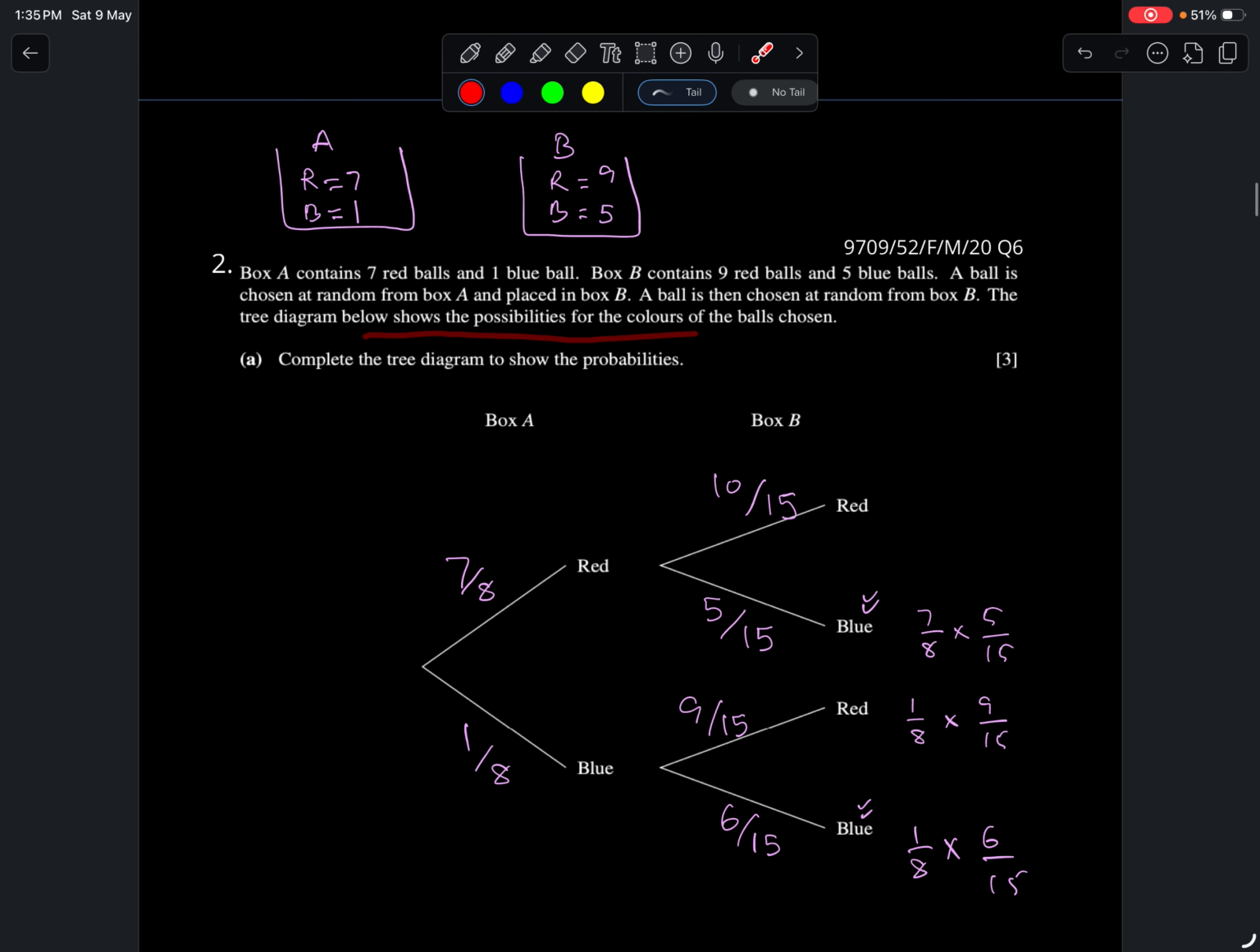See, this result and this result is in denominator. 7, 8, 5, 15. 1, 8, 6, 15 and the requirement is this. This is the requirement. This should be in numerator.